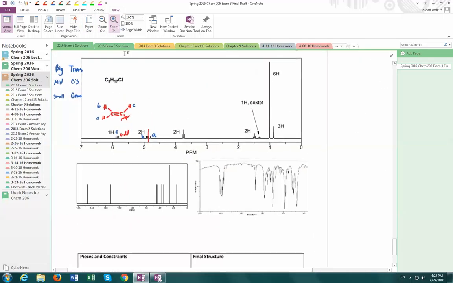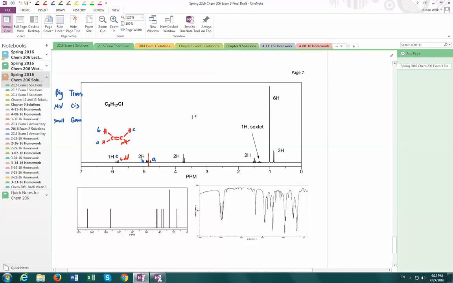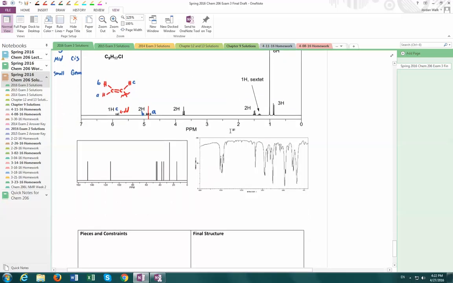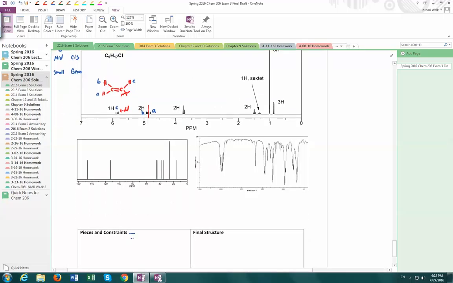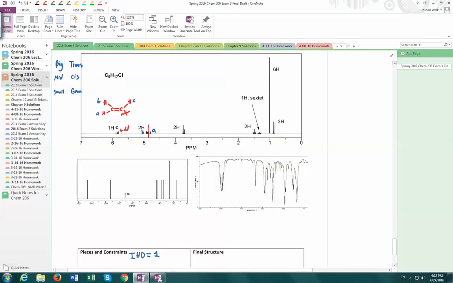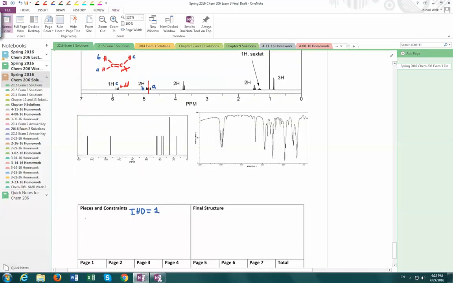So, let's see, what's the IHD? 1. Yeah, so you should be able to figure that out at this point. So the IHD is equal to 1 here. And so we've already shown that we've got this terminal alkene, and so that basically takes care of that. All right, so we've got that fragment.